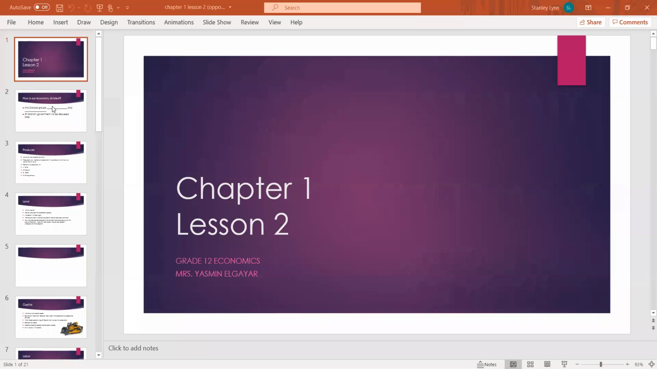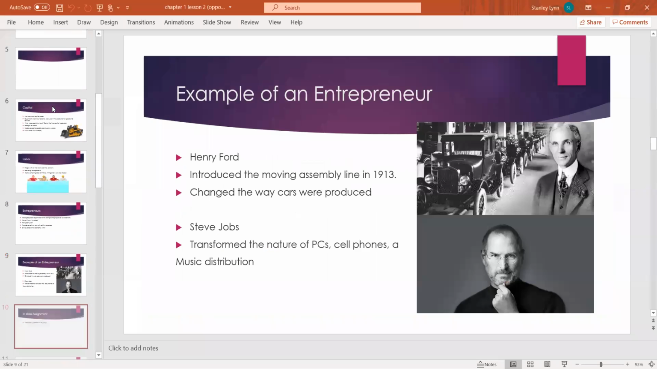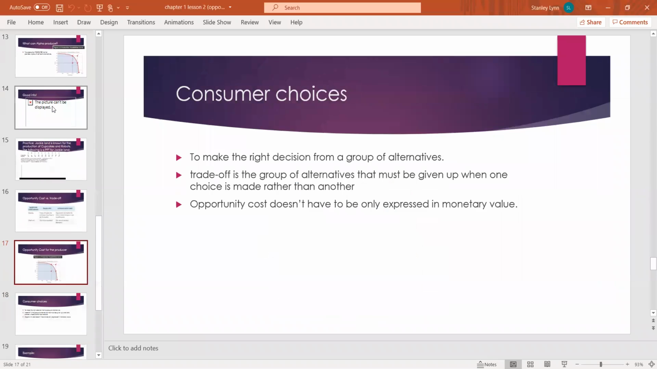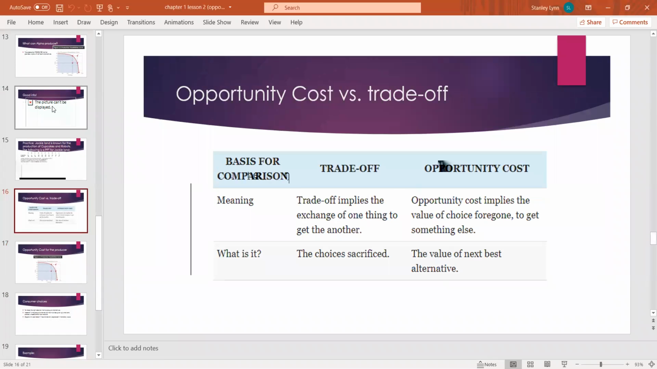And this is economics. Today in class, we covered the concept of opportunity cost, which is in your lesson 2 for chapter 1. Okay, and today I am going to cover the difference between opportunity cost and a trade-off. To start, we need to clarify that we as humans in general have to make choices every day.